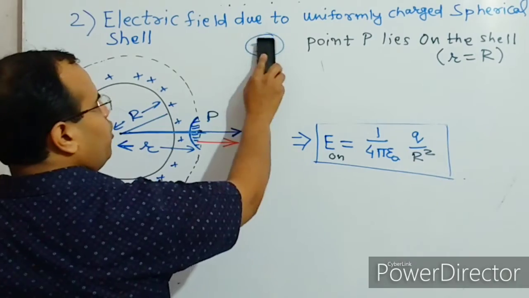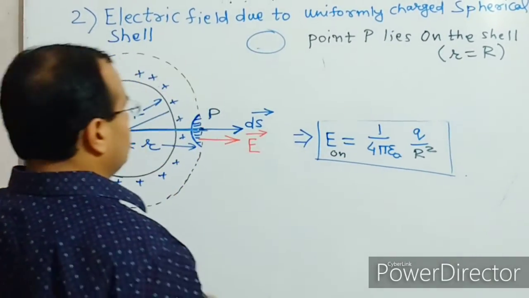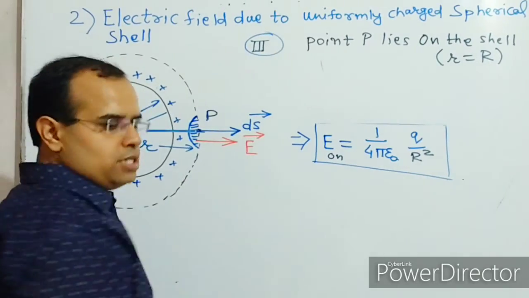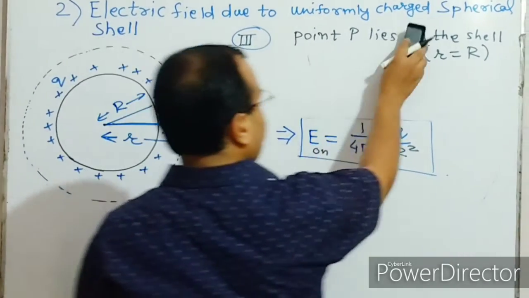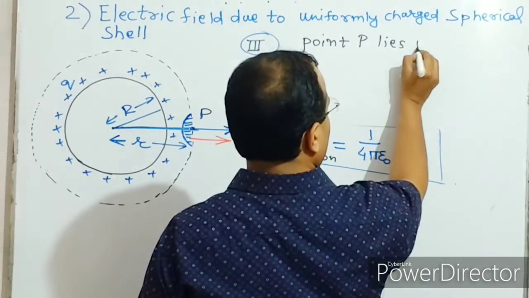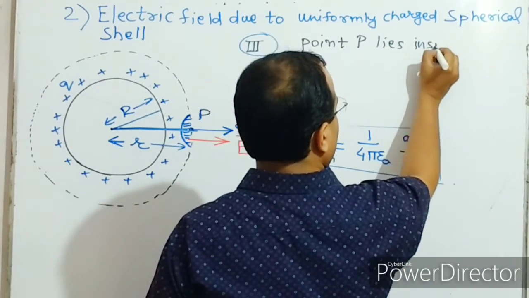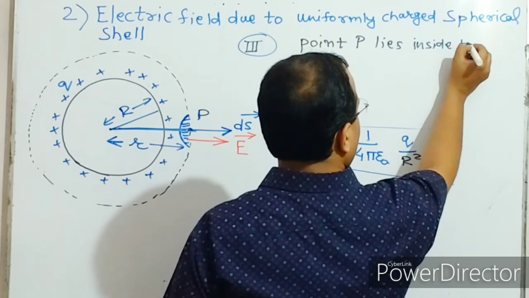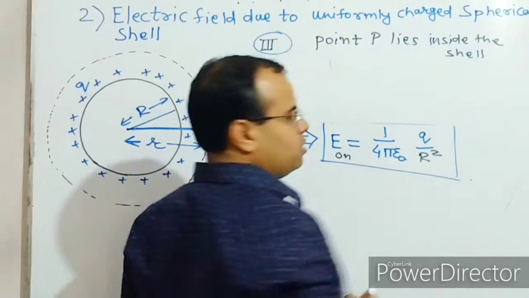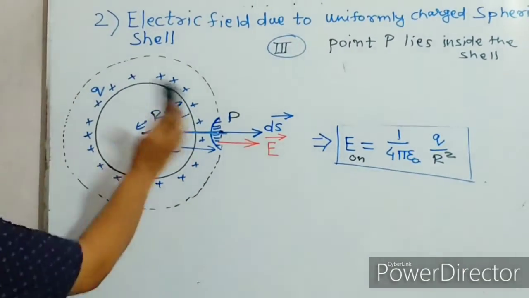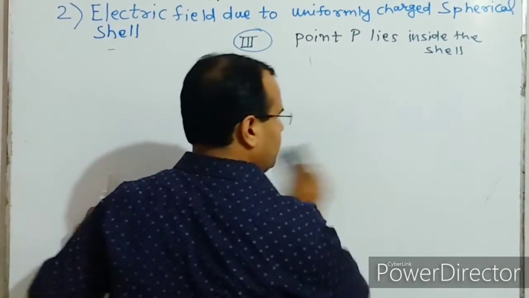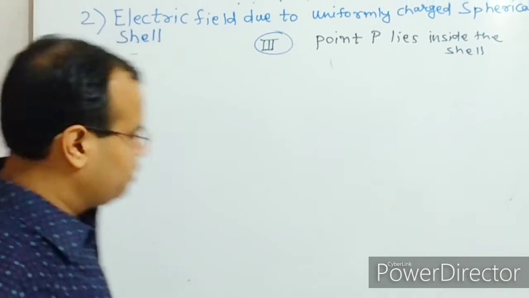In the third case, point P lies inside the shell. Now when point P lies inside the shell, this will change, because in this case point P would be lying somewhere inside the shell.